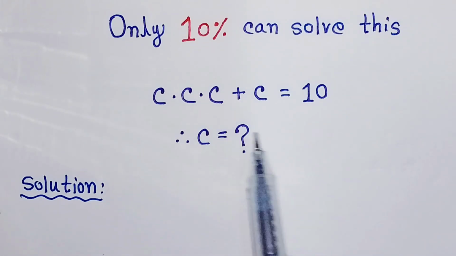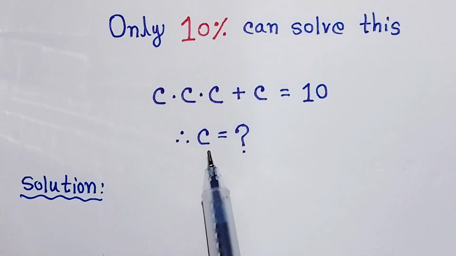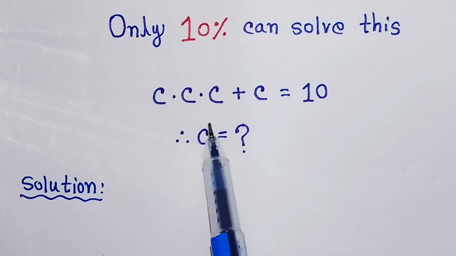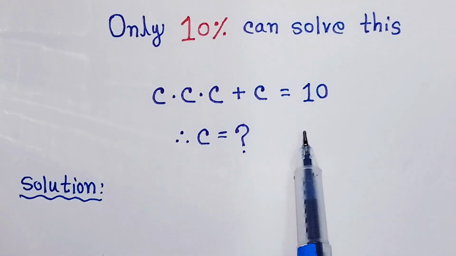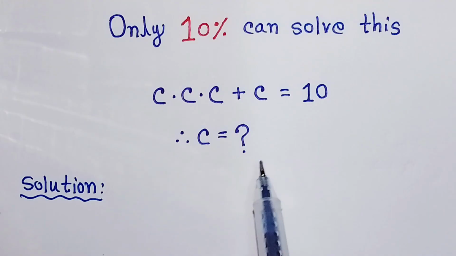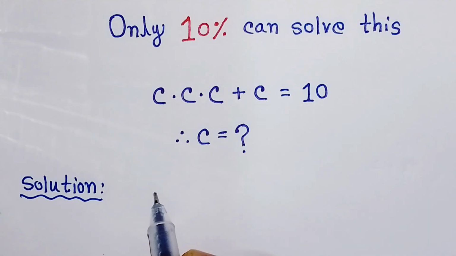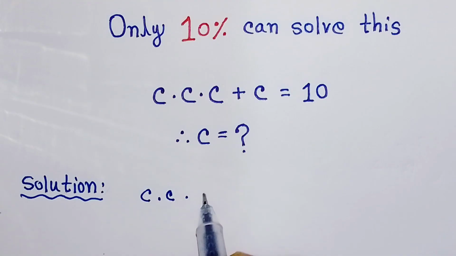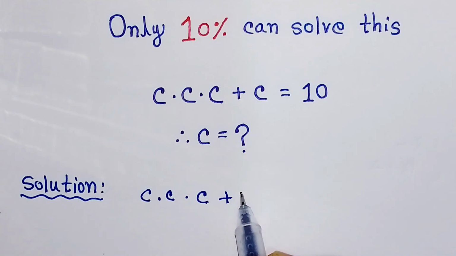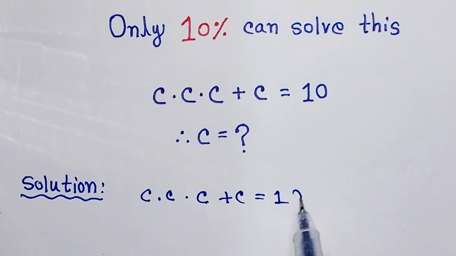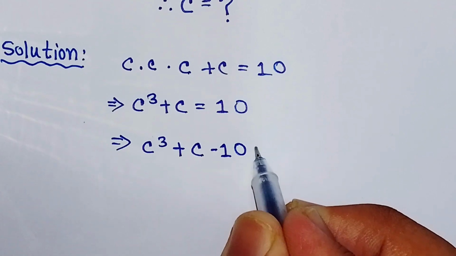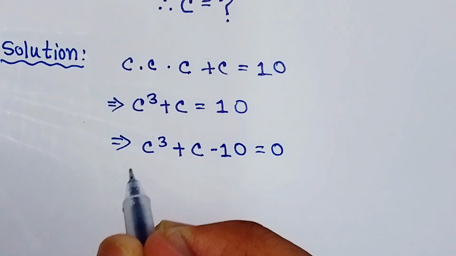Only 10% can solve this exponential equation: c times c times c plus c equals 10. Then what's the value of c? So we can write c times c times c plus c equals 10, that is, c cubed plus c minus 10 equals 0.